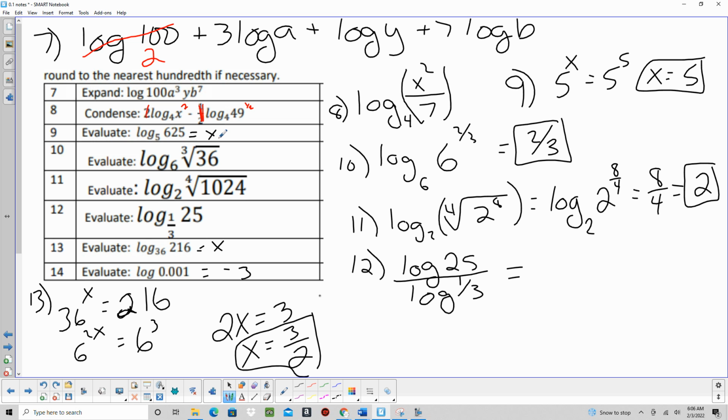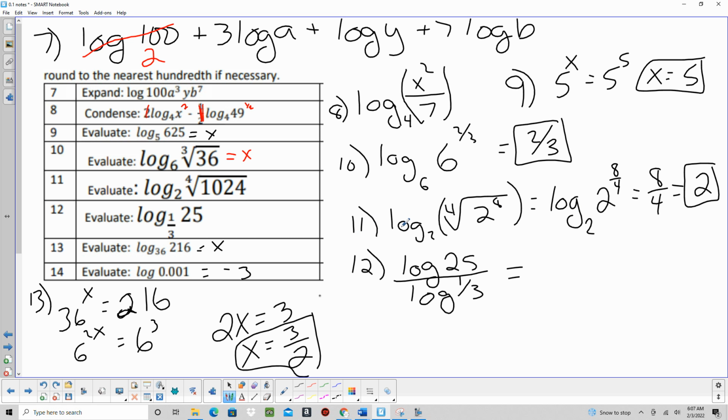Rewrote it in log form, 5 to the x, and 625 is 5 to the 5th, and got x equals 5. On number 10, again, I set that equal to x, and I thought of 36 as 6 squared, and then I wrote it as a rational exponent, so 2 over 3, and you get 2/3. Whenever you have a log with a base and an exponent of a base, it's like they cancel each other out.